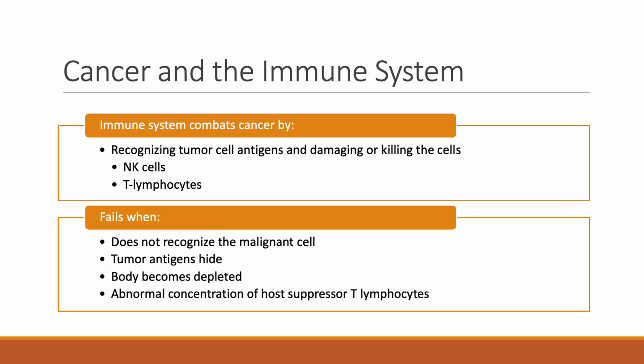So they can hide. Your body can become depleted of those natural killer cells or the T lymphocytes. And also there can be the host suppressor T lymphocytes, which normally just diminish the immune response. That's what they're supposed to do, and when they're no longer needed, they should just stop functioning. But sometimes they don't, and it's thought that maybe this abnormal amount of suppressor T lymphocytes might aid in the development of cancer.